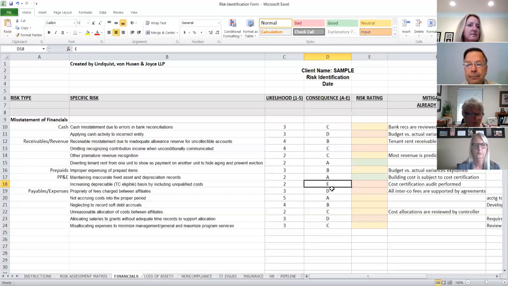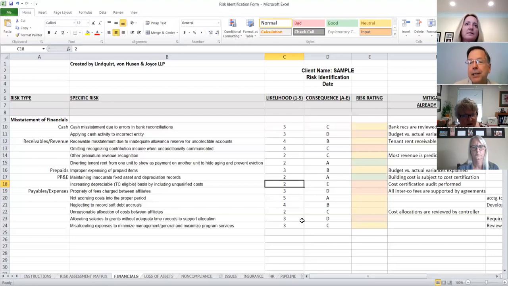So yeah, let me just show you now if the likelihood of that was a 2. I made it a 2 because you are in fact having cost certifications, and so hopefully the auditors are catching those types of things, unless they're extremely immaterial, in which case it may not be that devastating if it happened because it was immaterial in the first place.